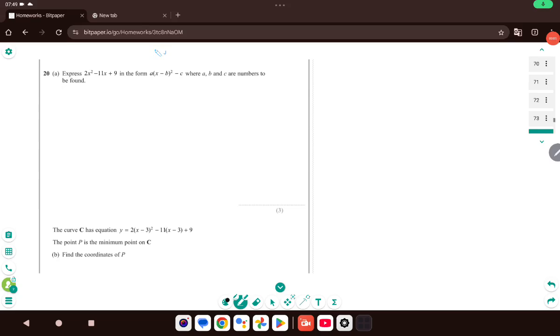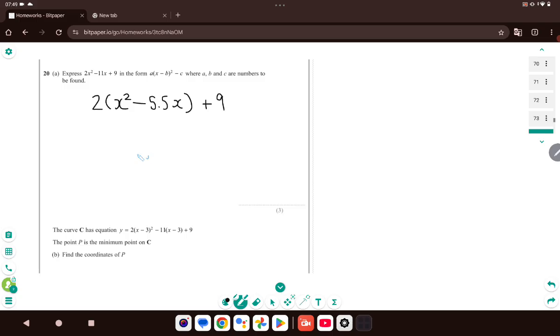Okay, so for this part A, we are completing the square. The coefficient of x squared is 2, so we need to factorise by taking this 2 out, because we can only complete the square when the coefficient of x squared is 1. So 11 divided by 2 is 5.5. I'm just going to leave this 9 here.